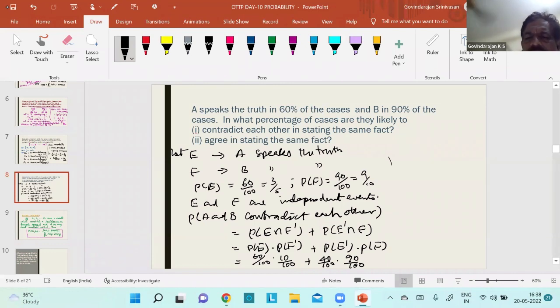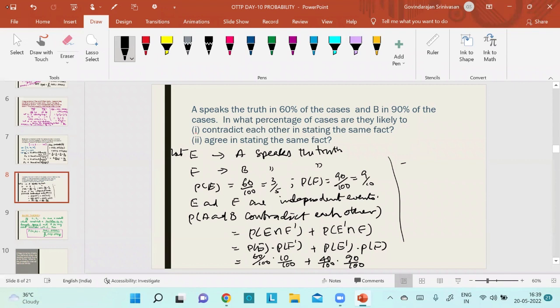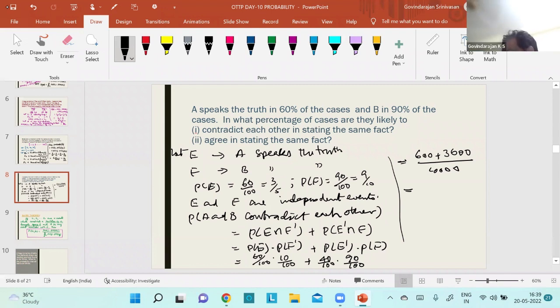So we can have the calculation easier. 600 by 10,000 plus 3,600 by 10,000. So 4,200 by 10,000, which is 42%.